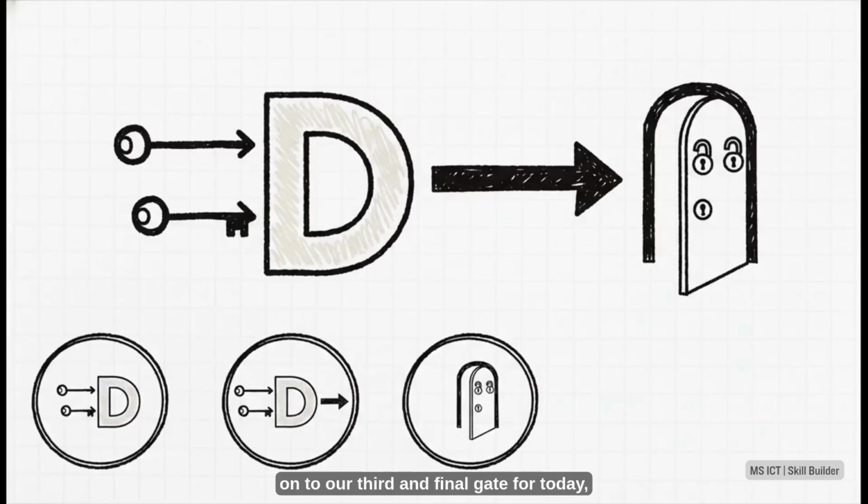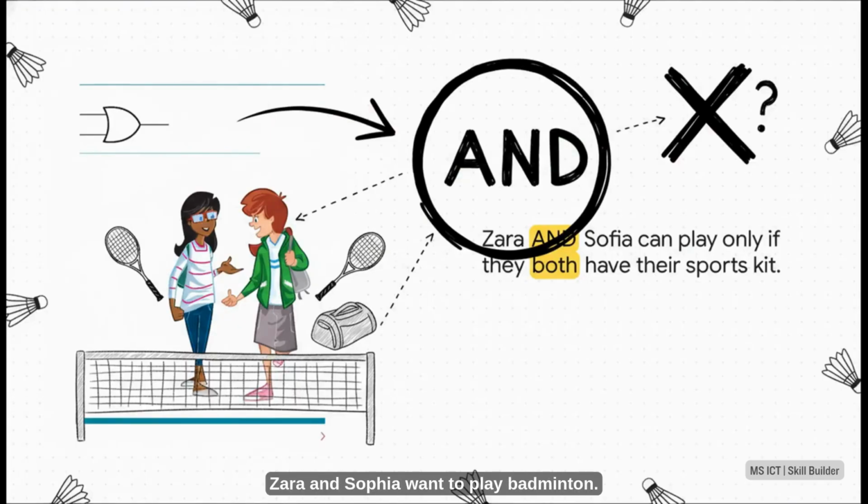All right, on to our 3rd and final gate for today, the AND gate. Now, if the OR gate was easygoing, the AND gate is its complete opposite. It's really, really strict. It will only give you a 1 if and only if both of its inputs are 1. No exceptions. Think about it like this. Zara and Sophia want to play badminton. Can they play? Well, they can only play if Zara brings her kit and Sophia brings her kit. If just one of them forgets, the game is off. It's a true all-or-nothing situation.